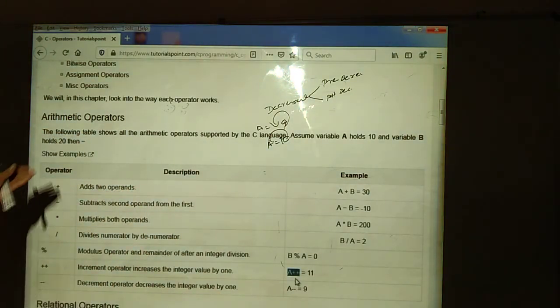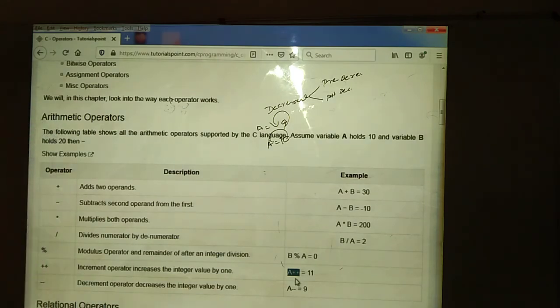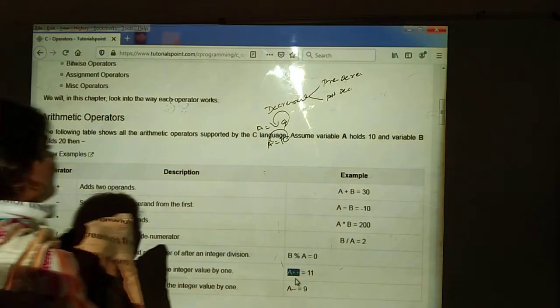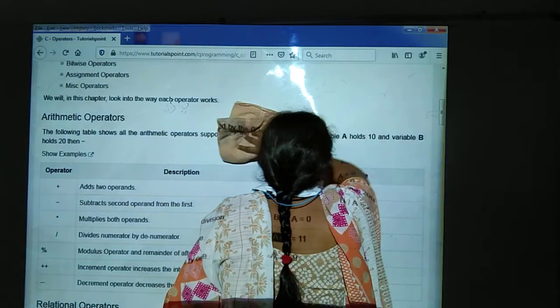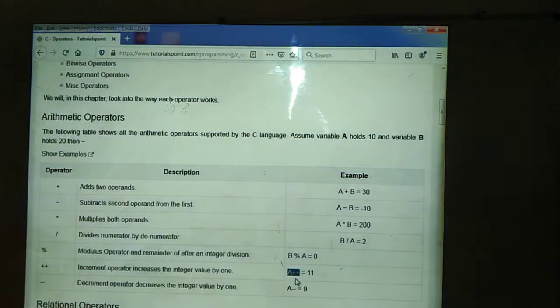These are the operators we are going to be using in the arithmetic operators. By using arithmetic operators, which type of calculations are we performing? Mathematical calculations. That is the use of the arithmetic operator.